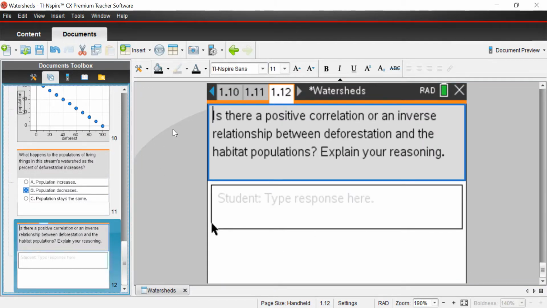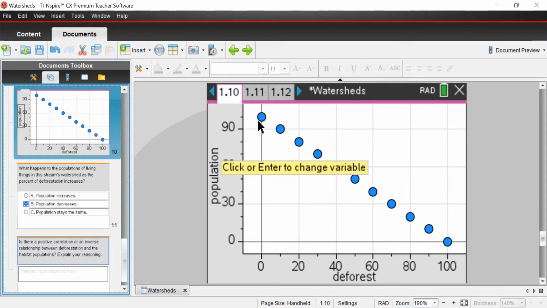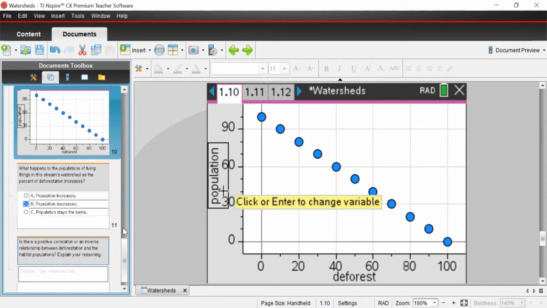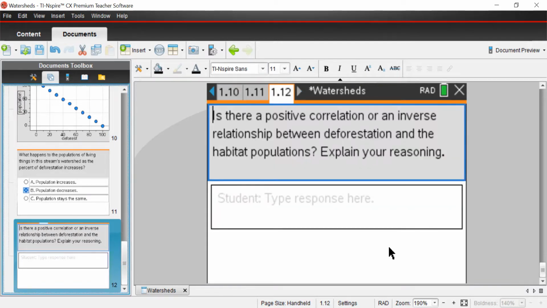And finally, page 12, is there a positive correlation or an inverse relationship between deforestation and the habitat's populations? So all the birds and the fish and other critters that were around there, they sort of vanished as deforestation increased, our population decreased. So we would say this is an inverse relationship between deforestation and the habitat populations. So as deforestation increases, the populations decrease, and on the graph you can see that the data goes from the top left to the bottom right, and so that's another indication that this is an inverse relationship. All right. Okay, that's it for this activity.